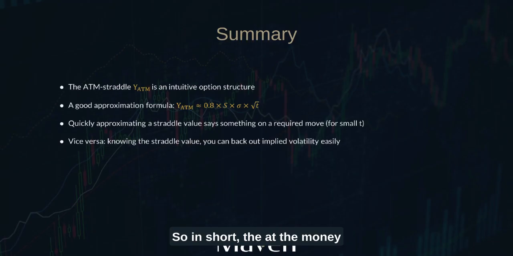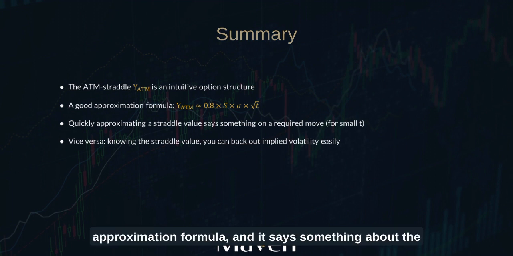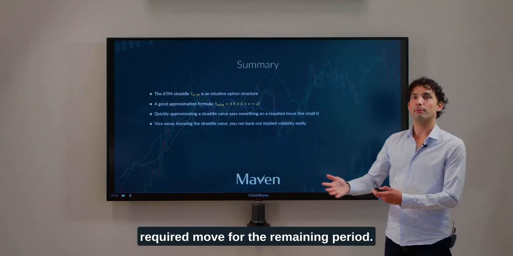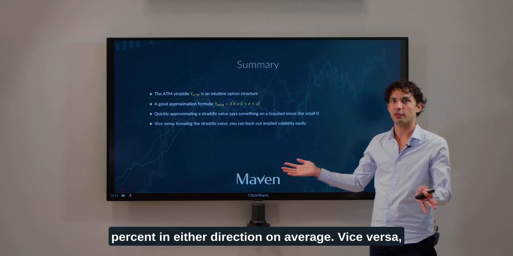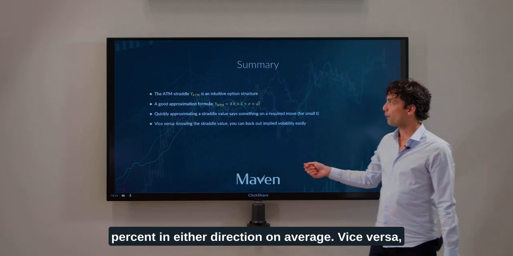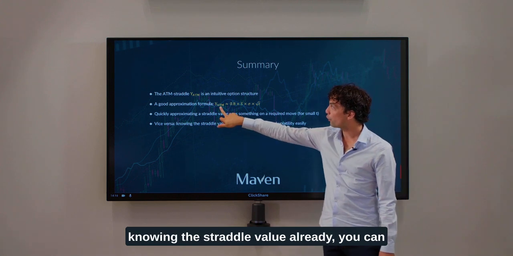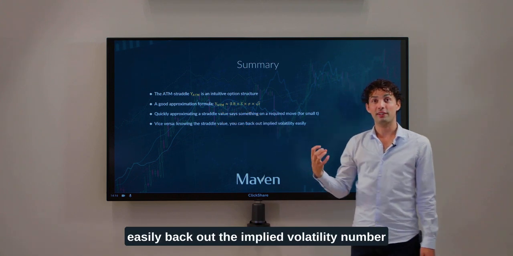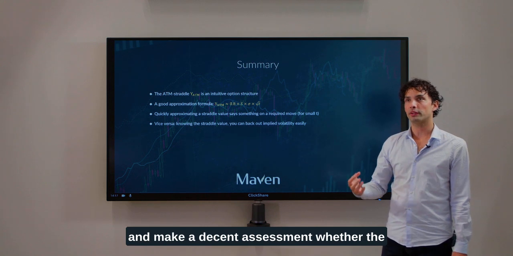So in short, the at-the-money straddle itself is an intuitive option structure. We gave you the approximation formula for it, and it says something about the required move for the remaining period. It has to move 6.5% in either direction, on average. Vice versa, knowing the straddle value, you can easily back out the implied volatility number and make a decent assessment whether the straddle price is expensive or cheap.